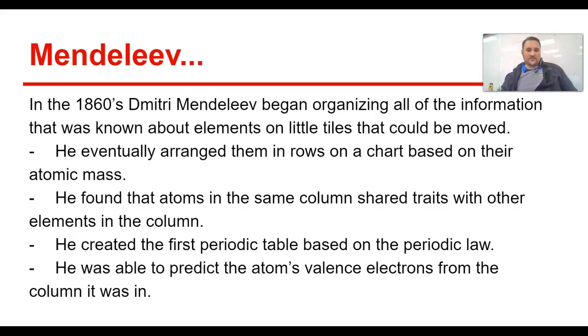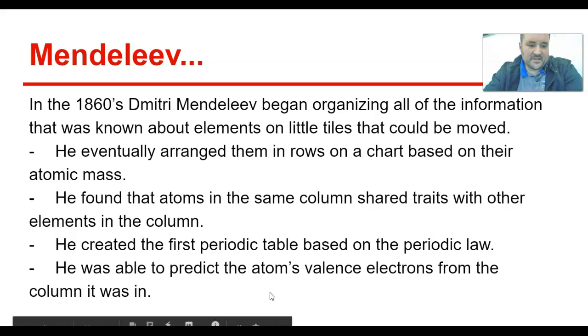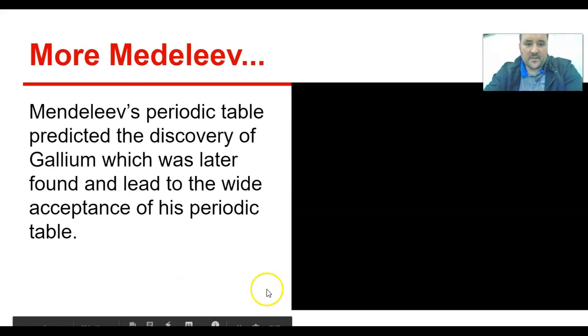What he also created was something called periodic law. Basically, there are trends in the periodic table that repeat themselves. He was able to predict the valence electrons from whatever atom was in which column. To do that, you simply need to know how many protons and electrons you have. We'll do that in a later chapter, later section.